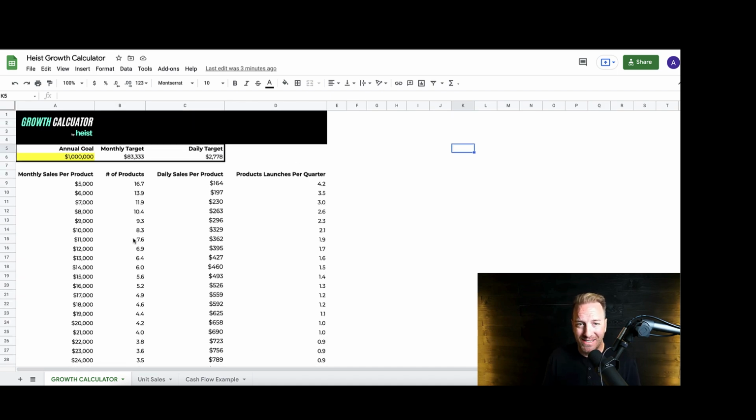So this kind of breaks down an annual goal into a monthly target and a daily target, and then for different monthly revenue levels per product, it'll let you know how many products you basically need to be running at any one time to hit that annual target.